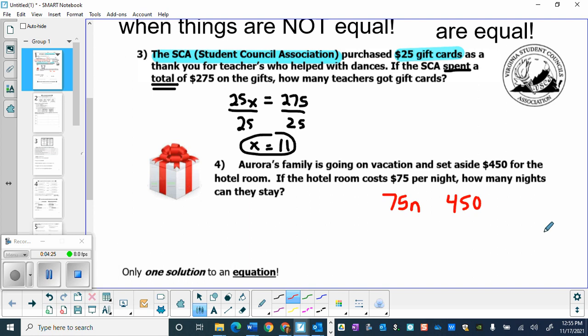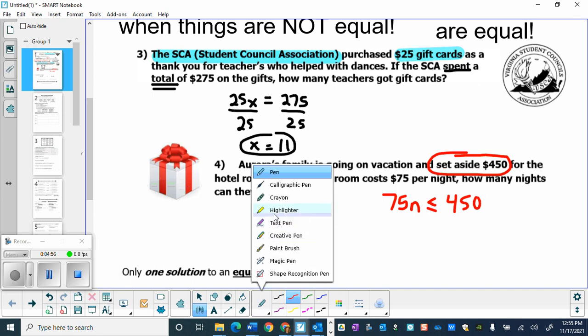Now, it doesn't say that they spent $450, so I'm not going to put an equal sign right here. It just means that if they've set aside $450, they can spend up to $450, or they could spend $450 or less. So we're going to fill in with this symbol right here. What this is now saying is that the number of nights times the $75 just has to be less than, or it could be equal to, the $450 that got spent.